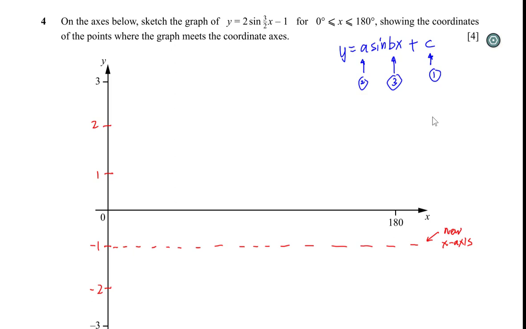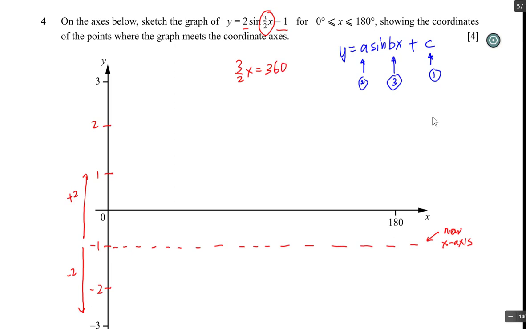Then the next thing is I focus on a. This is c, done already. a is 2. a is the amplitude. Amplitude means from negative 1 here, we go up 2 units and go down 2 units. Plus 2, minus 2 from the negative 1, not from the x-axis. Then the next thing is the period. We need to know what our one cycle is. So for sine and cos it is always equal to 360.